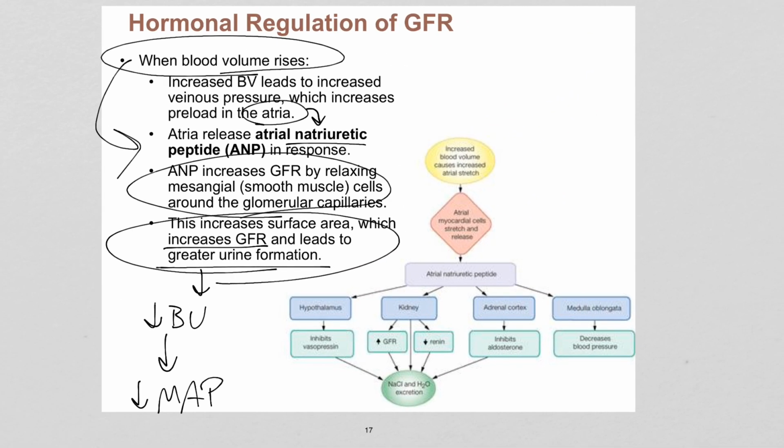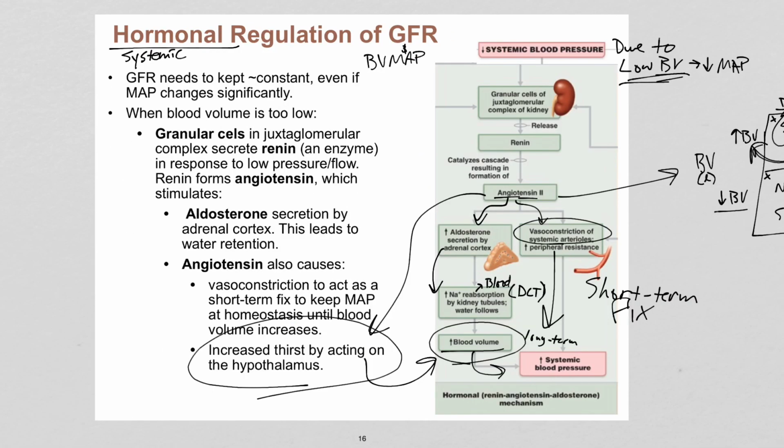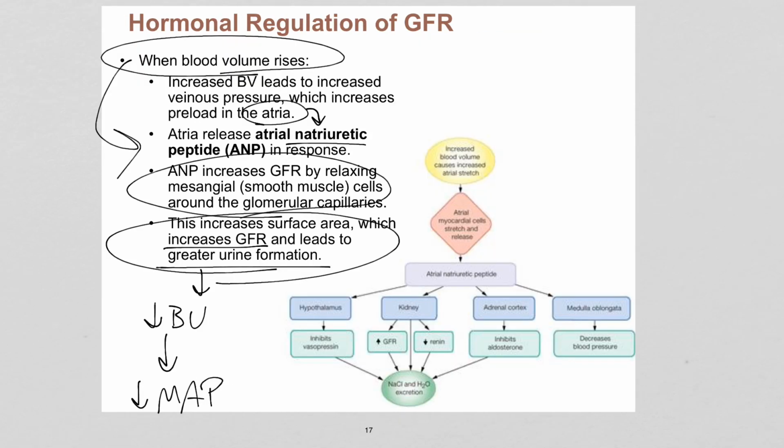Okay, so on the exam, if I ask about systemic blood pressure and volume being too low, you want to go through angiotensin and aldosterone. If we talk about blood pressure being too high and blood volume being too high, you want to go through ANP.